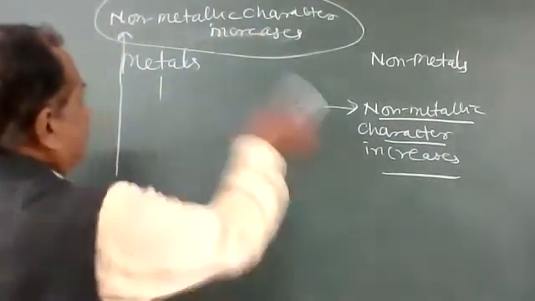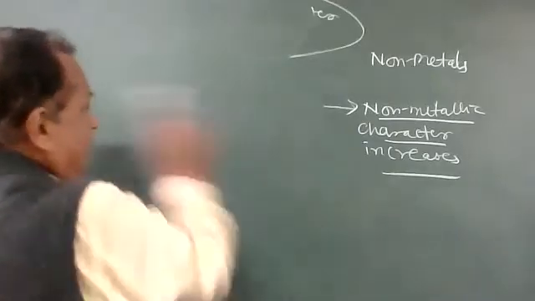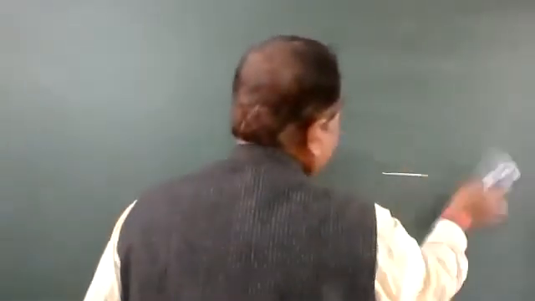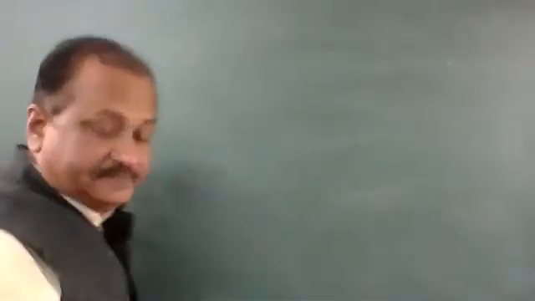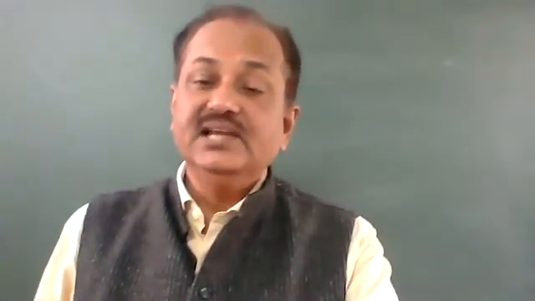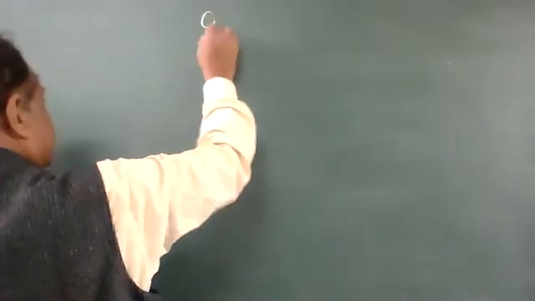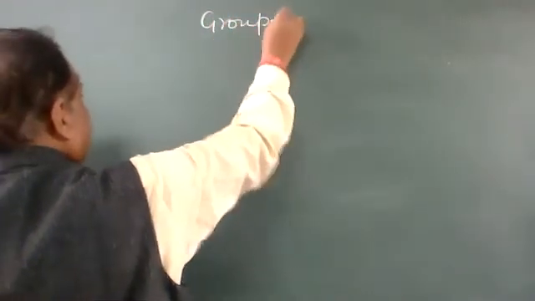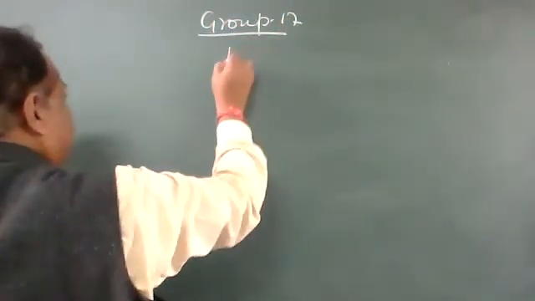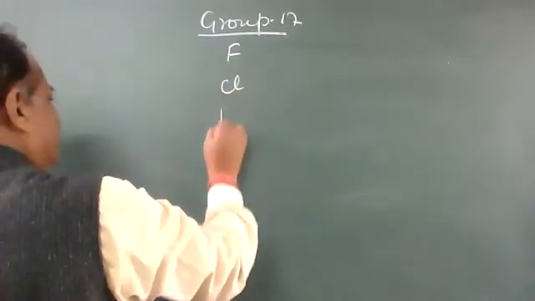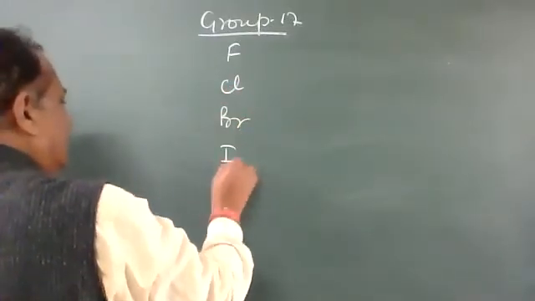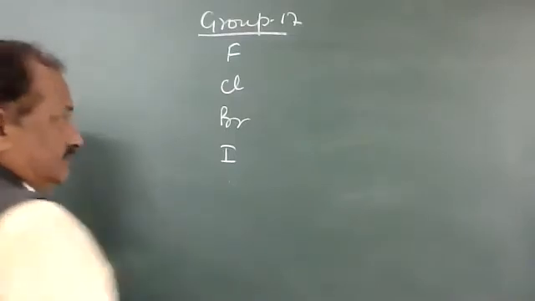Like in the case of group 17, I am taking the halogen family, group 17. Group 17 is the halogen family, the halogens. So in this group 17 we have fluorine, chlorine, bromine, iodine. I have just written them.